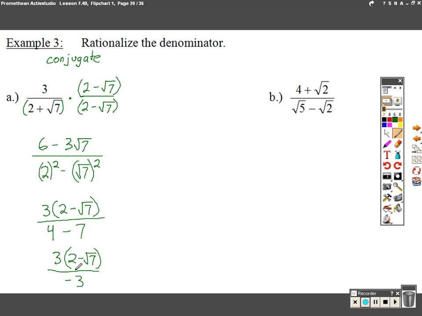So when I write this as 3 times 2 minus the square root of 7, I see I can do some canceling. The 3's cancel, and I'm just left with 2 minus the square root of 7 divided by a -1, so I can divide the -1 into each term. So I'd be left with -2 plus the square root of 7, or in other words, square root of 7 minus 2.